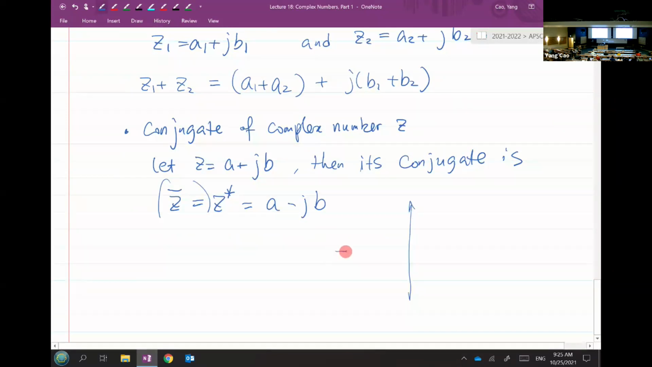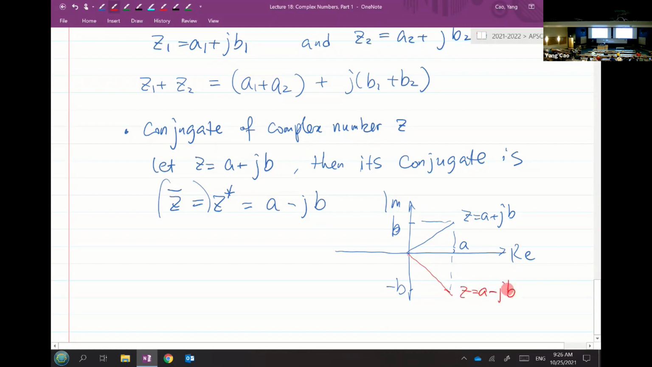To illustrate this side by side, between the original complex number and its conjugate: if this is A, this is B, then this is your original Z. Then the conjugate is basically the reflection of the original complex number about the real axis here. That's the conjugate.